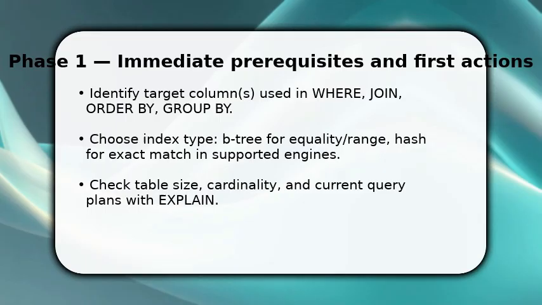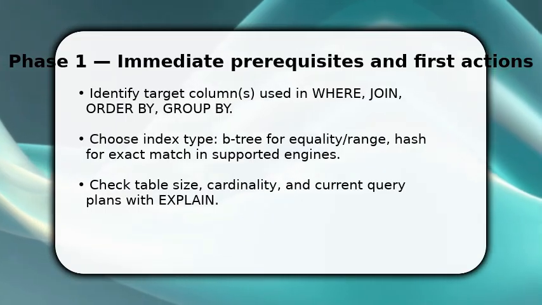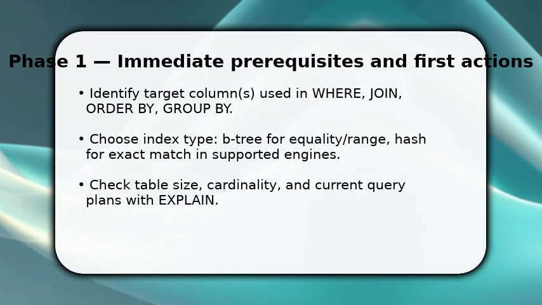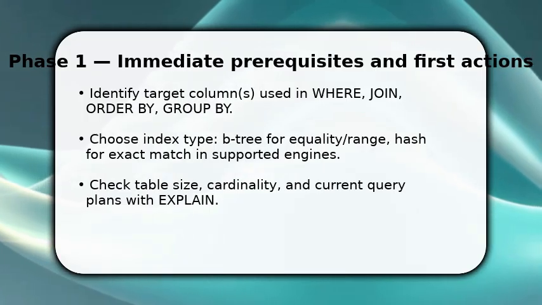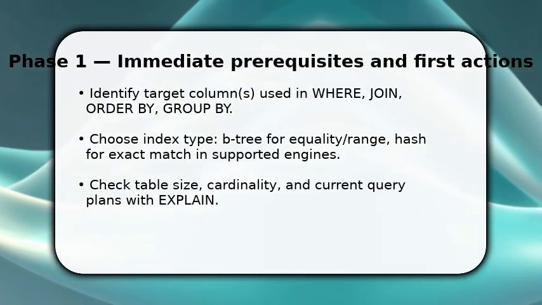You want a lower cost and an index access path instead of a full table scan. Make sure to consider cardinality and selectivity when picking columns to index.